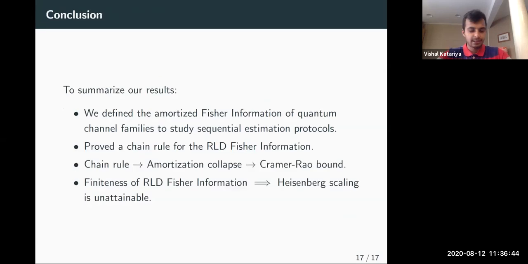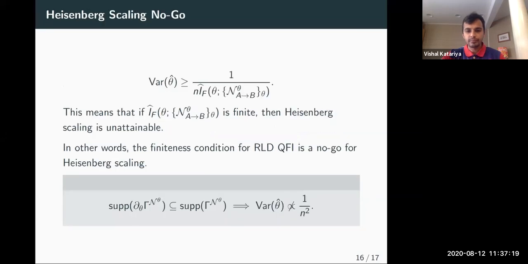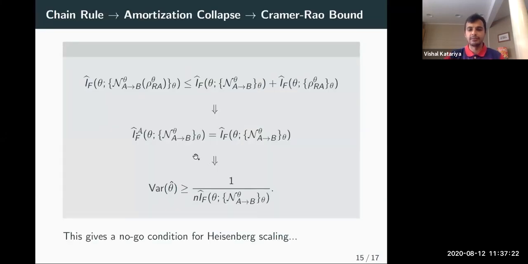So I just want to summarize and conclude that we defined the amortized Fisher information, and we used that to study the power of sequential estimation protocols. In essence, we wanted to compare it with parallel protocols. We then proved a chain rule for the RLD Fisher information, which is the next step in order to conclude what we call the amortization collapse. And finally, we use that to get what in information theory we would call a single letter Cramer-Rao bound, which is exactly the sequence of steps in this slide.